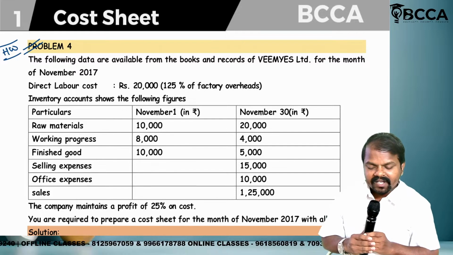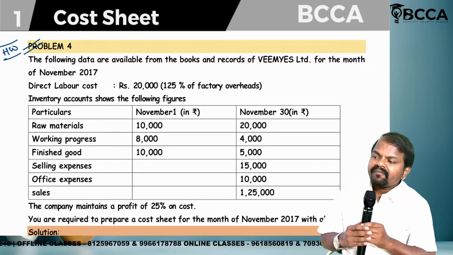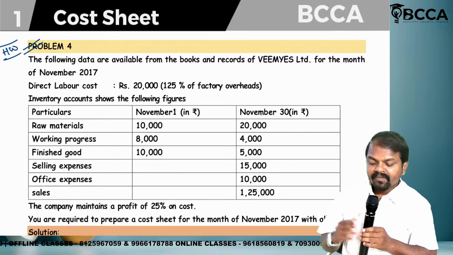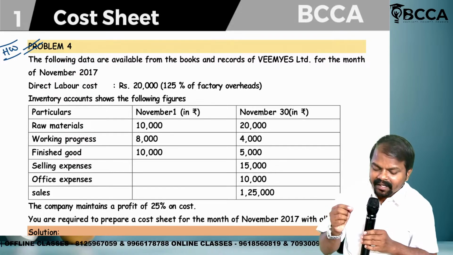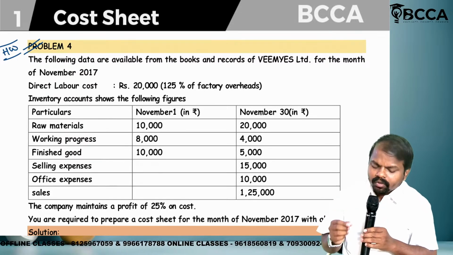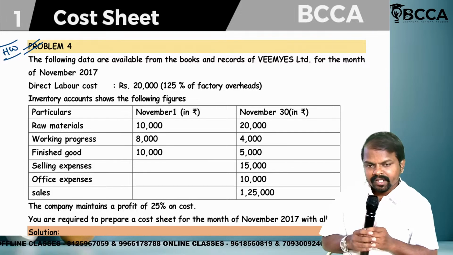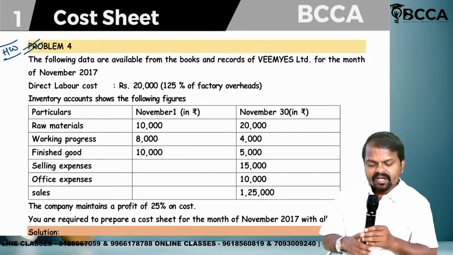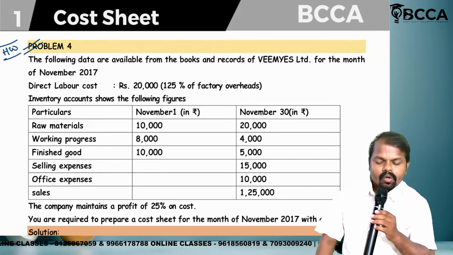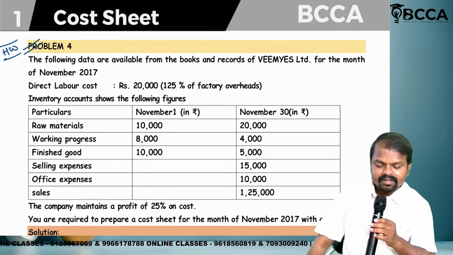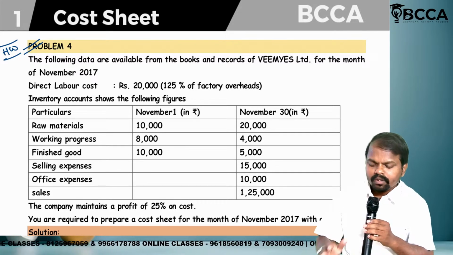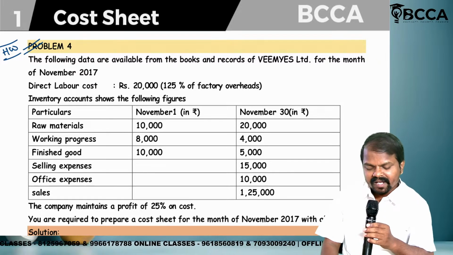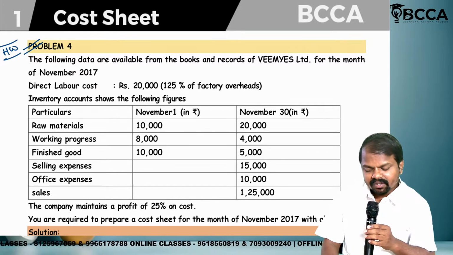Particulars November 1st, November 30th. November 1st means opening, November 30 means closing. Opening stock of raw material 10,000. Closing stock of raw material 20,000. Opening stock of WIP 8,000. Closing stock of WIP 4,000. Opening stock of finished goods 10,000. Closing stock of finished goods 5,000. Selling expense 15,000 is given. Office expense 10,000 is given.